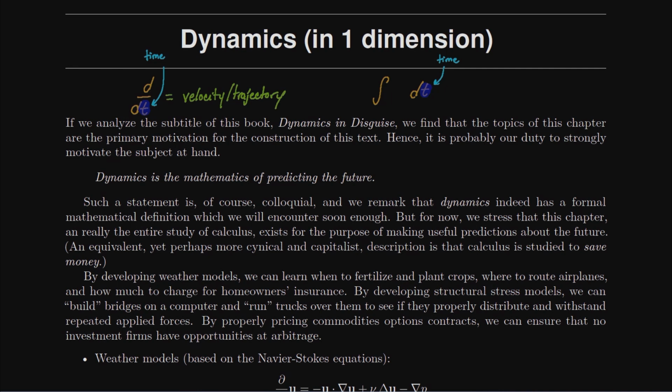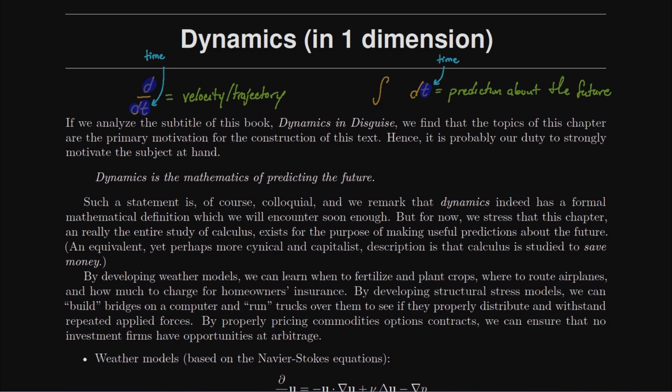And you can think about the integral as a prediction about the future. Why is the derivative about velocity or trajectory? Well, we're calculating the change in an object over the change in time. That's the definition of a velocity. And in terms of trajectory, I mean to say, where is something headed? In what direction is it currently moving?